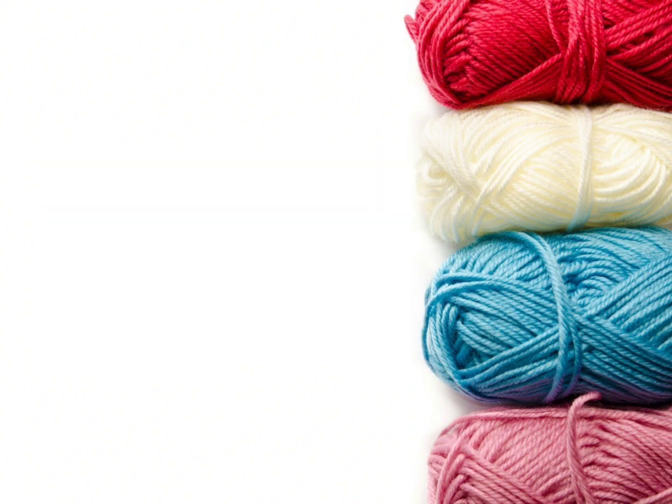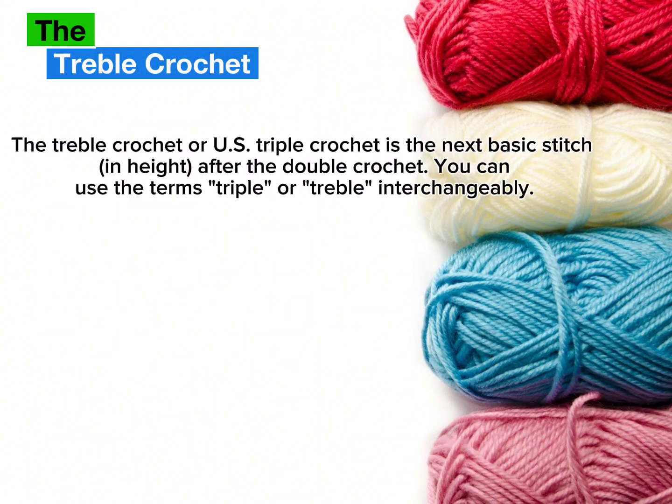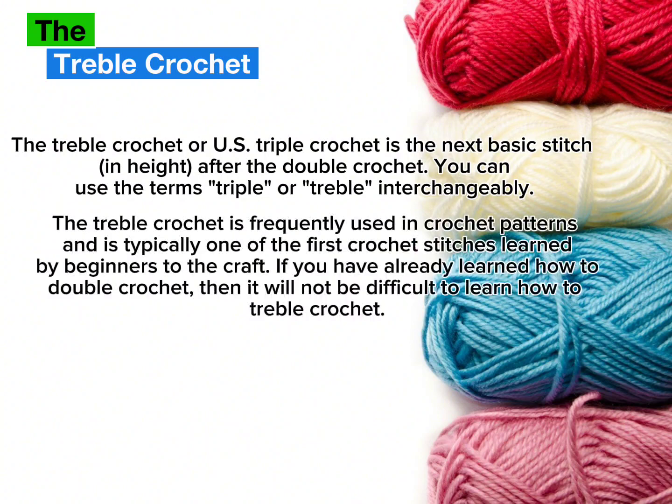The fourth one is a treble crochet. Treble crochet, or US triple crochet, is the next basic stitch after the double crochet. You can use the terms triple or treble interchangeably. The treble crochet is frequently used in crochet patterns and is typically one of the first crochet stitches learned by beginners to the craft. If you have already learned how to double crochet, then it will not be difficult to learn how to treble crochet.